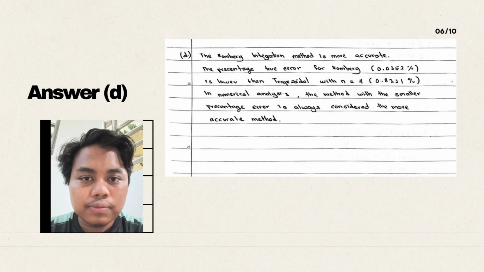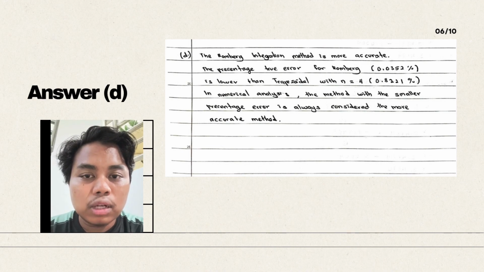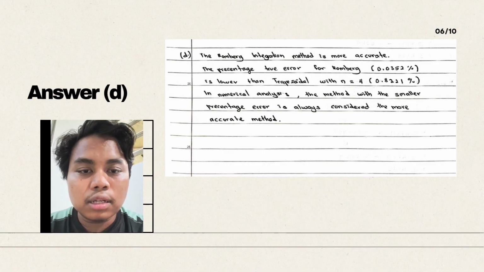For question D, the answer will be based on the calculated percentage true error. The Romberg integration method is more accurate because it has a smaller percentage true error. The trapezoidal rule gives an error of 0.8221%, while the Romberg integration gives an error of only 0.0352%. Therefore, Romberg integration provides a better approximation to the true value.